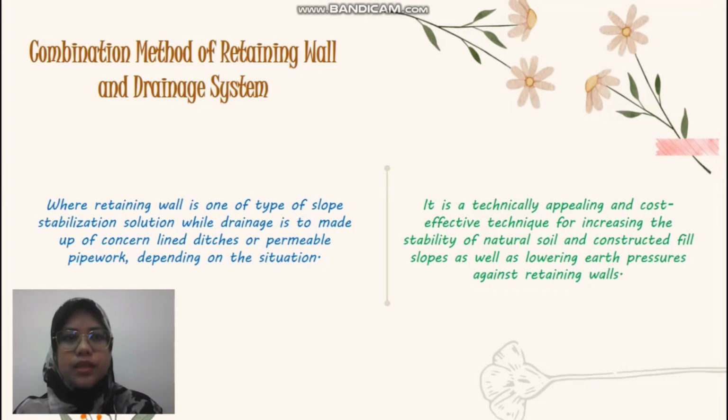A combination method of retaining wall and drainage systems. The retaining wall is one type of slope stabilization solution, while the drainage is made up of concealing ditch or permeable pipework depending on the situation. It is a technically effective and cost-effective technique for increasing the stability of natural soils and constructed uphill slopes, as well as lowering peak pressure against retaining walls.